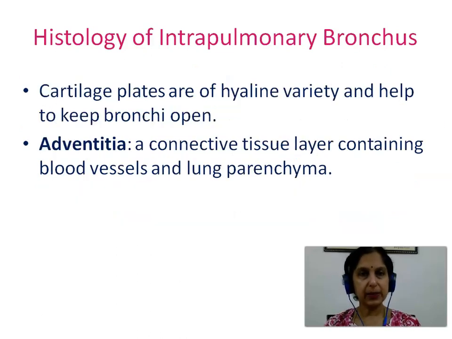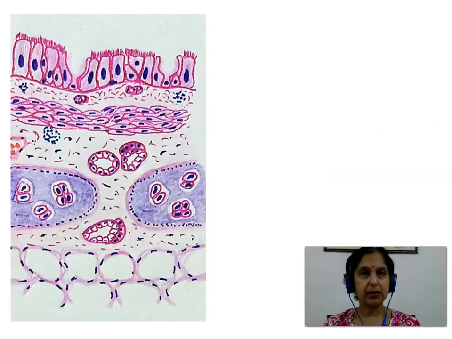The cartilage plates are made up of hyaline variety of cartilage, and they help to keep the bronchi open or patent. And lastly is the adventitia, a connective tissue layer containing blood vessels and lung parenchyma. So here we see the remaining three layers. The submucosa, which shows loose connective tissue with seromucous glands and blood vessels.